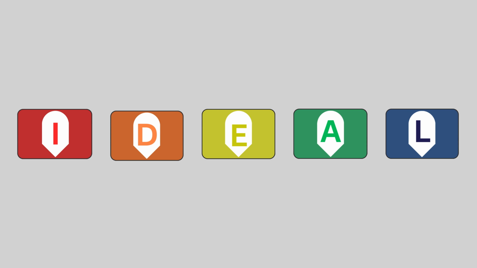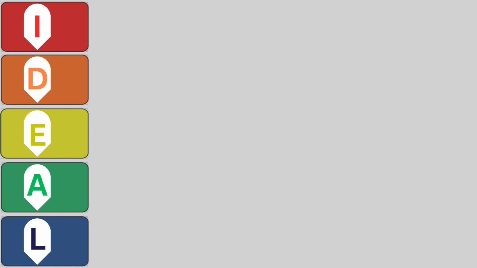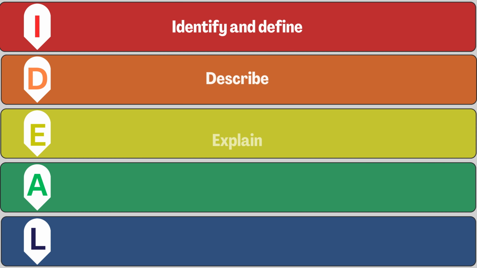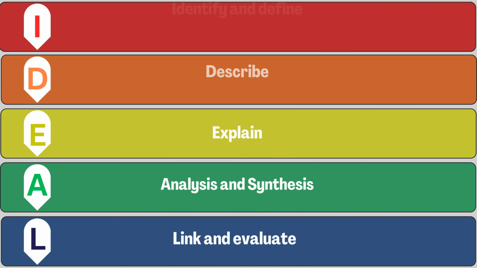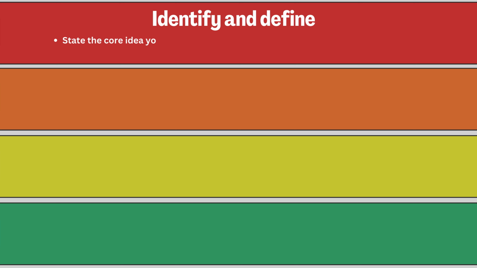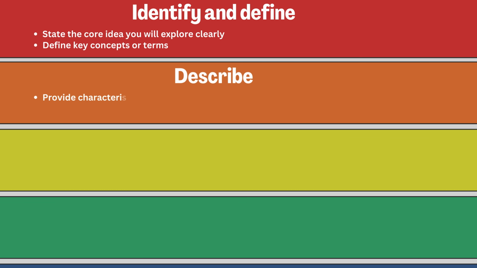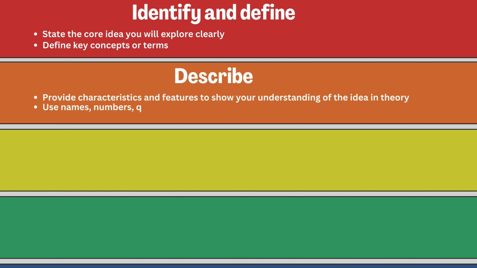The ideal writing scaffold is a step-by-step strategy that guides students in crafting well-structured, compelling paragraphs. It starts with identify, where students state their main argument clearly. Next, they describe by providing characteristics and evidence that support their understanding.